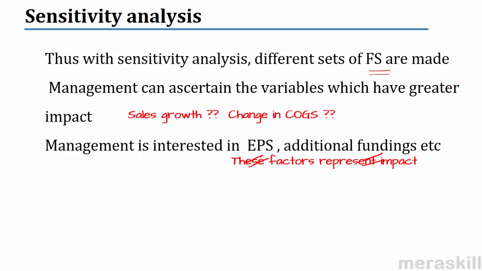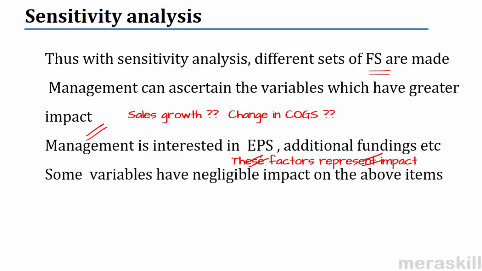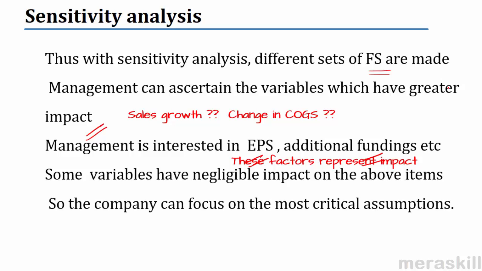These factors represent impact, right? What is the management looking at? What creates the greatest impact? Clear? Some variables may have negligible impact on the above items, so it is okay. The management doesn't have to worry too much about those items. But for those factors, a change in which will cause a great fluctuation, the management has to ensure that those items are on track. So the company needs to focus on the most critical assumptions.